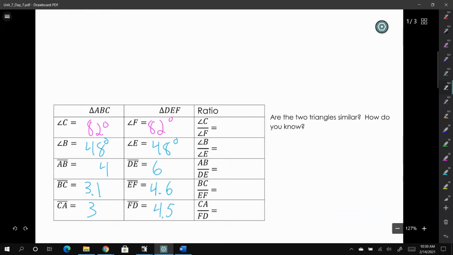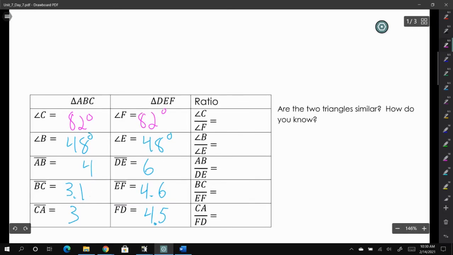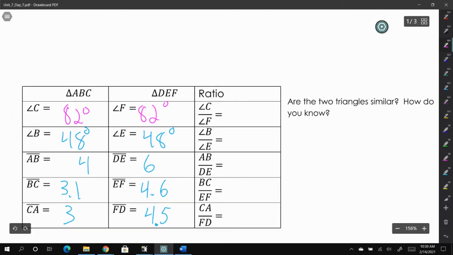If these are similar, that means the angles should be the same, and we already have that. And the sides should be proportional, or have the same ratio when we simplify. Let's just start plugging things in. The ratio of the two angles, 82 over 82, equals 1. That's a way to show that they're the same angle. You don't always have to do this. I just like to verify that, okay, the angles are congruent.